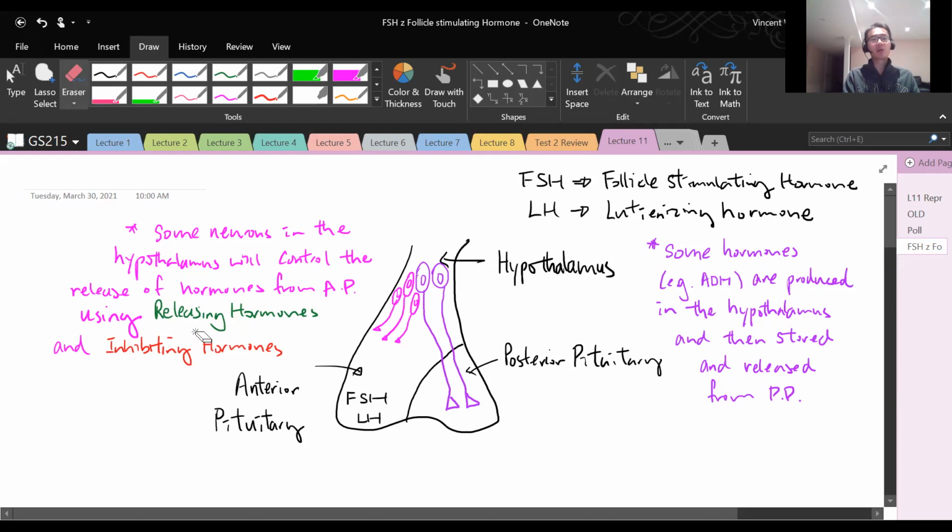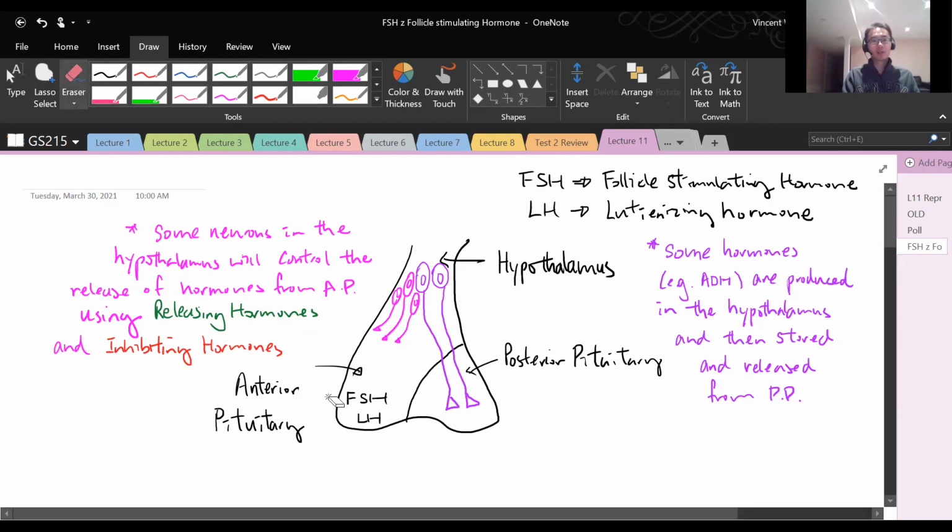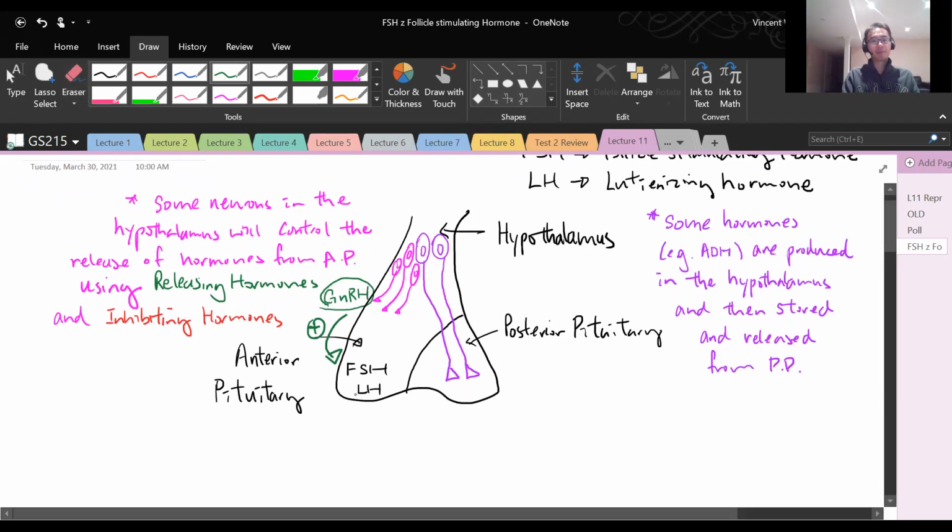you will need some kind of releasing hormone to give it the green light to go ahead and release it. In this particular case, the releasing hormone responsible for triggering the release of FSH and LH comes from the hypothalamus, and it's GnRH, gonadotropin releasing hormone. In the presence of GnRH, it will stimulate the release of LH and FSH from the pituitary gland. So that's the background story of the relationship between the hypothalamus and the pituitary gland.